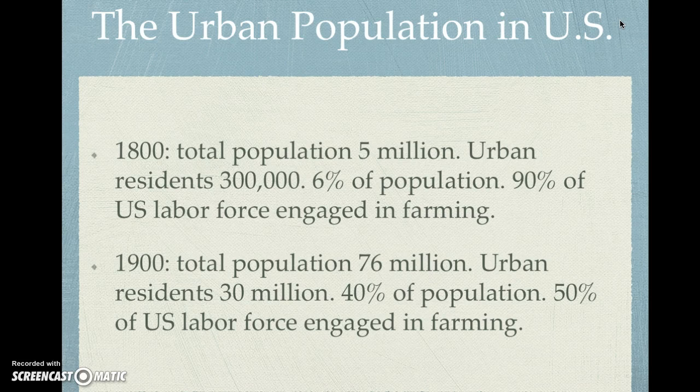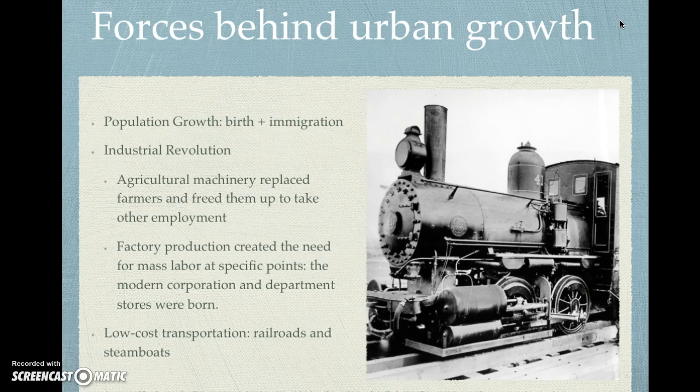And then in about 1800, 90% of the U.S. labor force was engaged in farming. I mean, it was an agricultural economy. We were farmers. And then by 1900, 50% of the labor force was engaged in farming. So that's a big decrease in those who are doing farming and a huge increase of those that are moving to urban areas. So that's just a little bit about the numbers of the population increase.